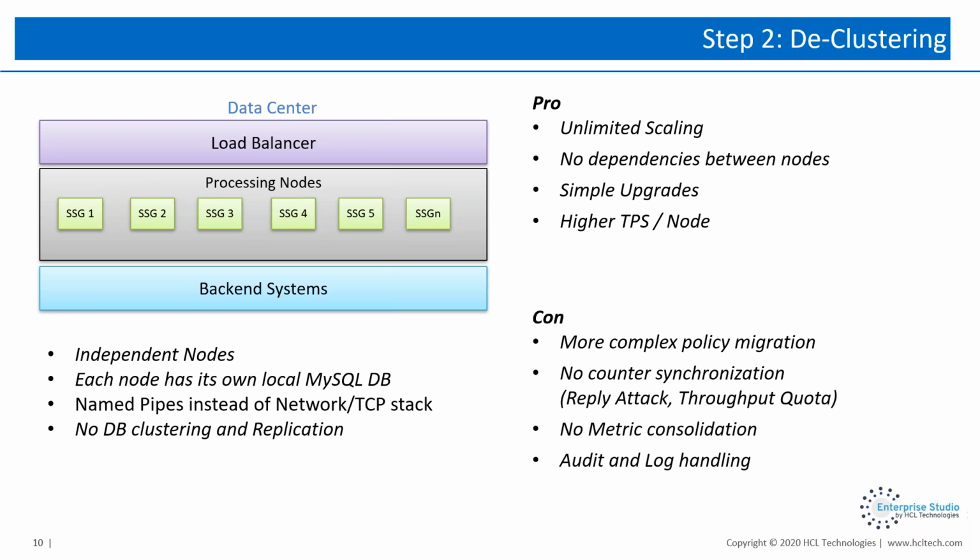So for replay attack and throughput quota, there was no database to sync to and to synchronize the counter. So you had to do the math yourself and adapt the assertions accordingly, to get an approximate rate limiting for replay attack and throughput quota. And there was also no metric consolidation because each node recorded their metrics locally, and there was no place to consolidate them. And there was a problem with log and audit handling.